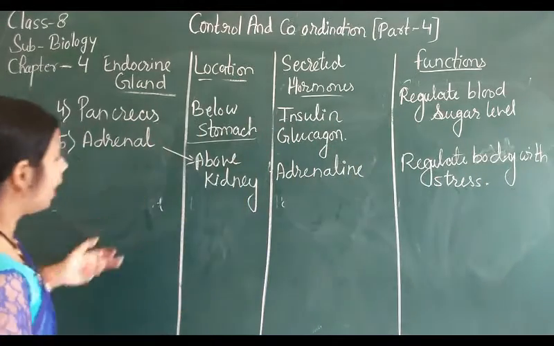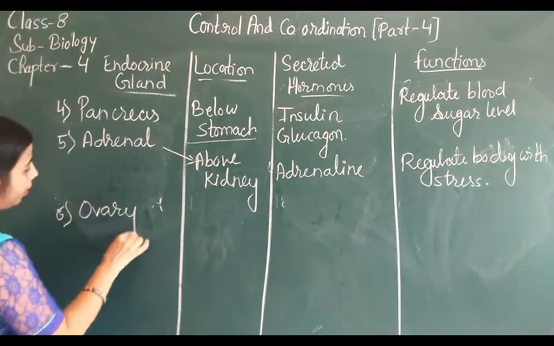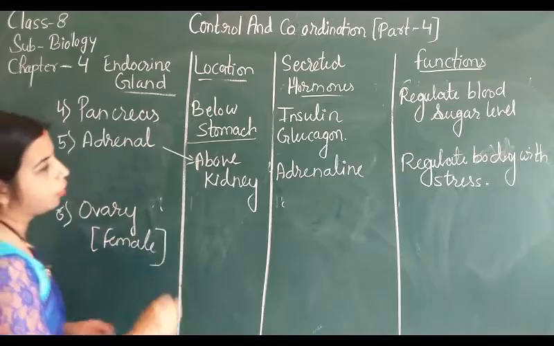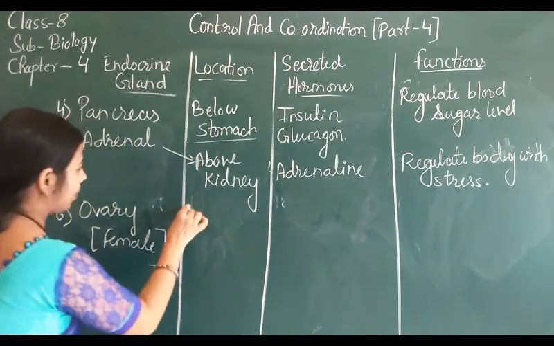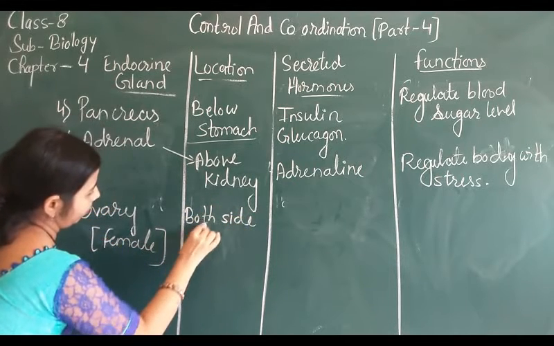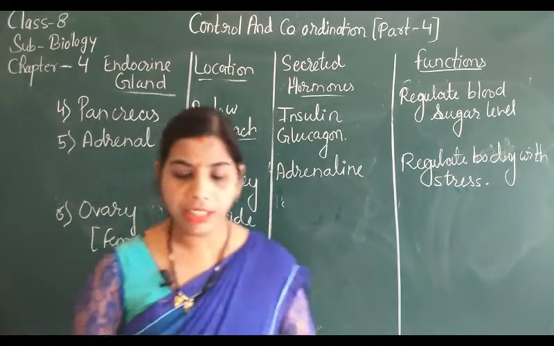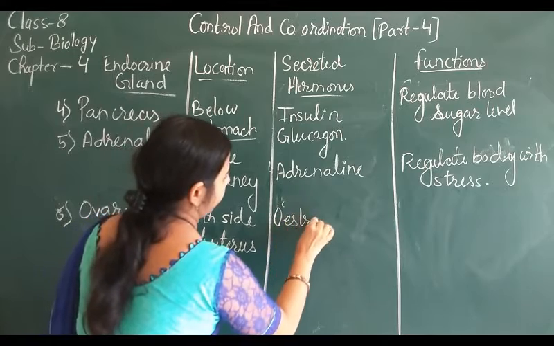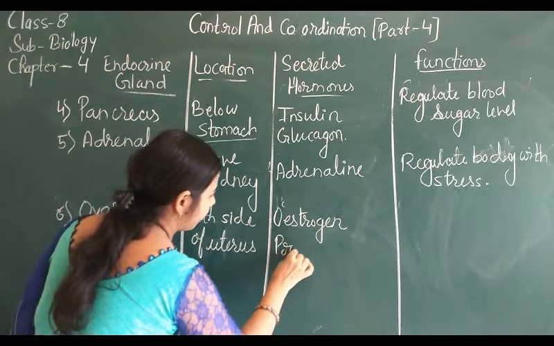Okay, so after adrenal gland, the next gland is the ovary. This gland is present only in females. Now what is the location of ovary? So ovary is located on both sides of the uterus. Now the hormone which is secreted by the ovary is estrogen, and one more hormone is secreted by this, that is progesterone.